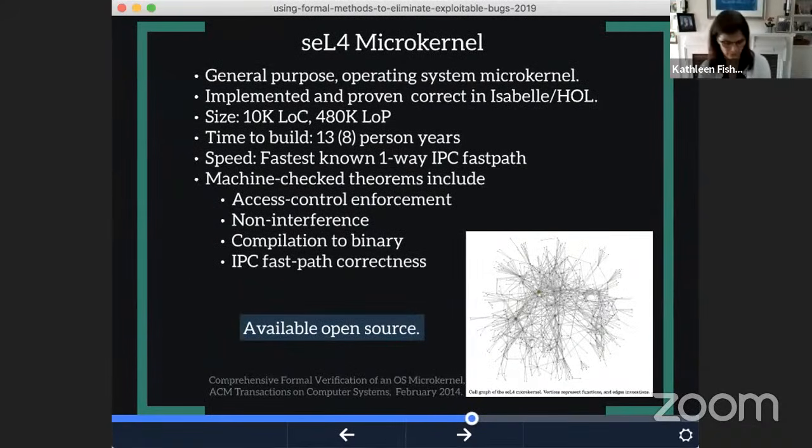So what is a microkernel? Basically, the microkernel is the core essence of an operating system. It's the part of the operating system that absolutely positively has to run in privileged mode. So the group at NICTA Data61 implemented and proved correct a microkernel in Isabelle/HOL. That code was 10,000 lines of C code and 480,000 lines of proof in Isabelle/HOL.